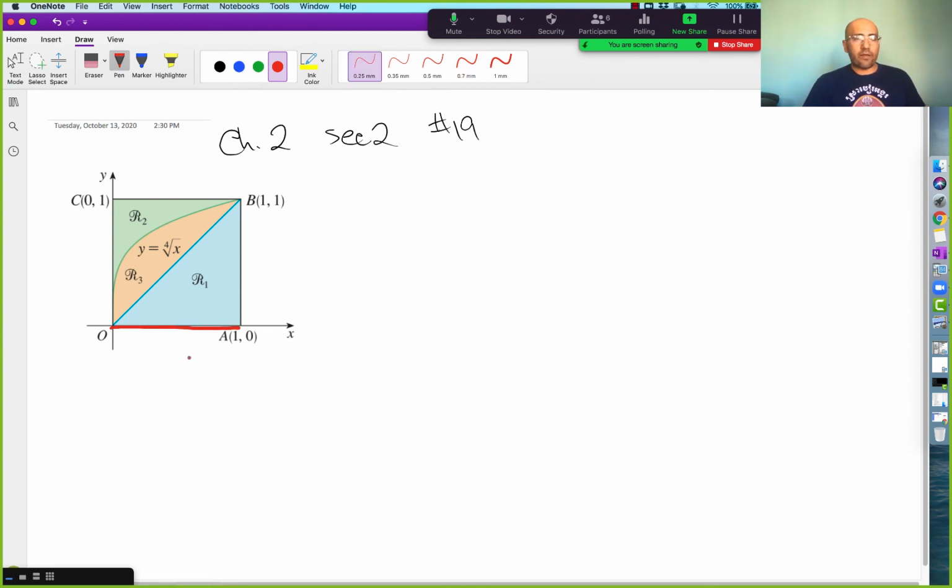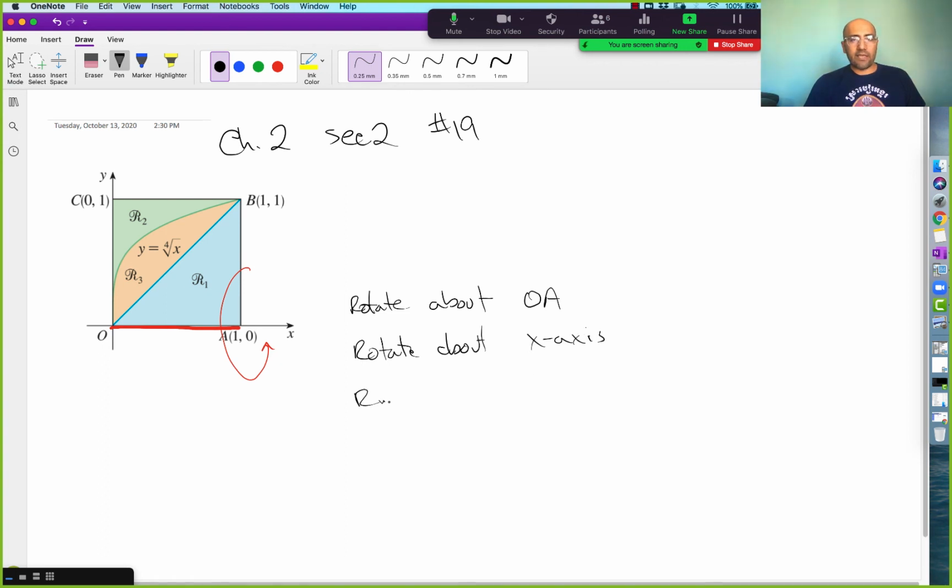Alright. We want to rotate around there. So if we rotate around there, go this way, around the, well, it's the x-axis, right? So another way of defining this rotation is to rotate about the x-axis. Rotate about OA is the same as rotate about the x-axis, which is the same as saying rotate about the line y equals 0. Right? y equals 0 is the x-axis.